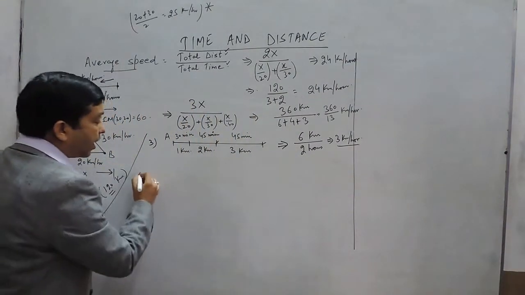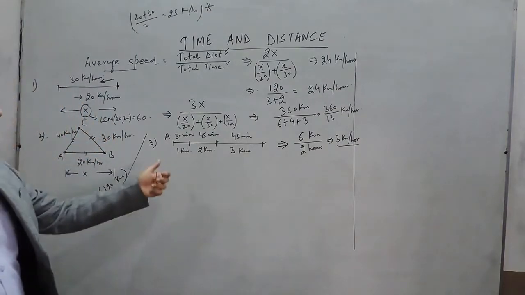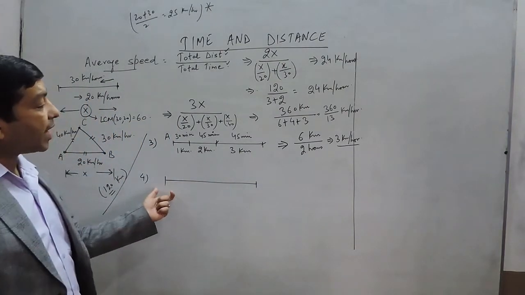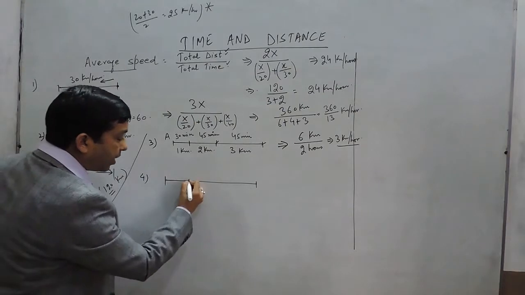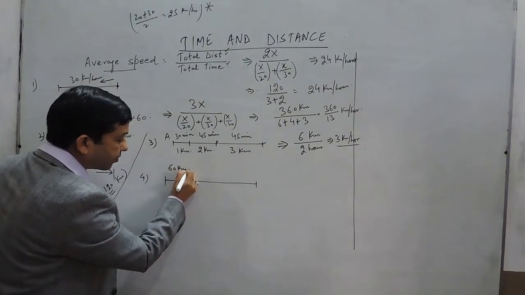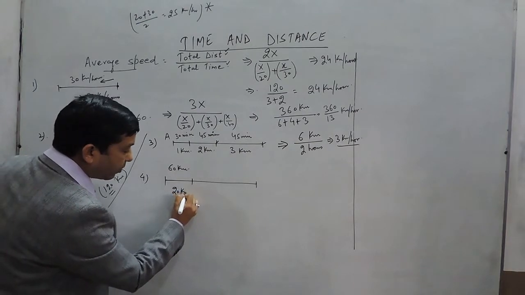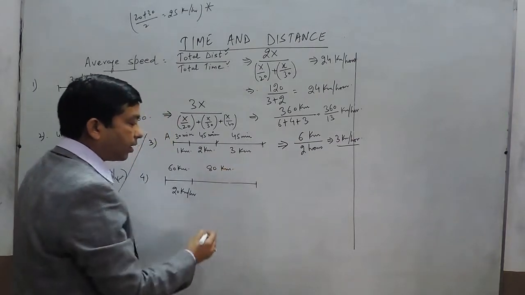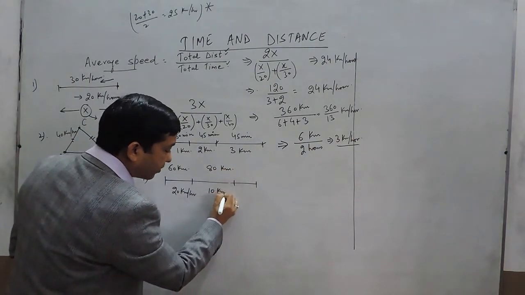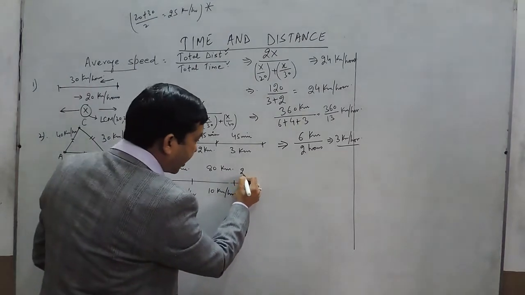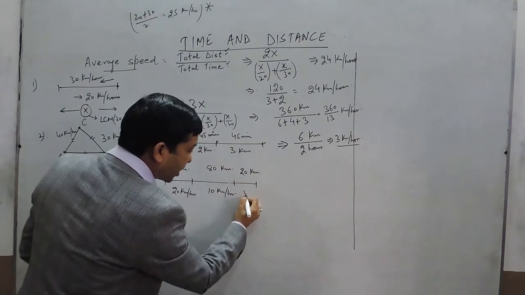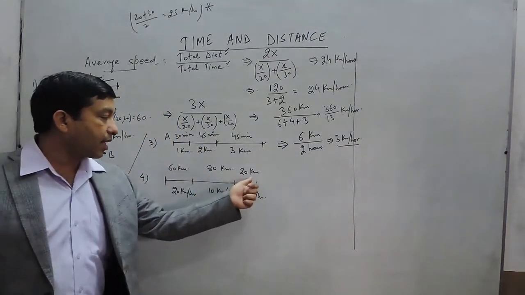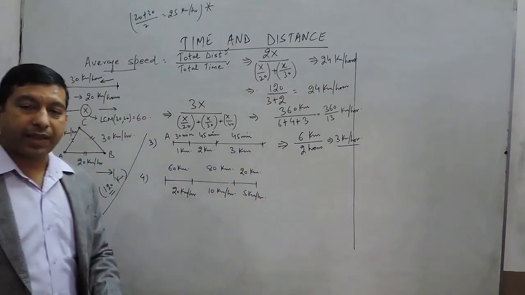If we look at the fourth type of question, there the distances are different and he is traveling at different speeds. For example, the first 60 kilometers he is going at a speed of 20 km per hour, the next 80 kilometers he is going at a speed of 10 km per hour, and the next 20 kilometers he is going at a speed of 5 km per hour. Then what is the average speed? Here the distances are different and the speeds are different.